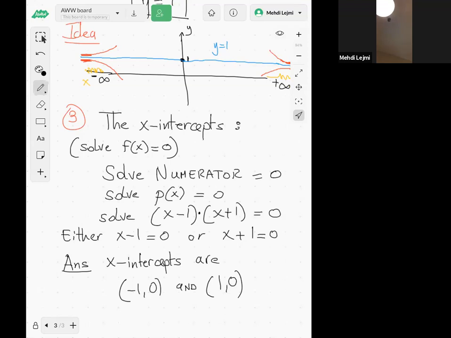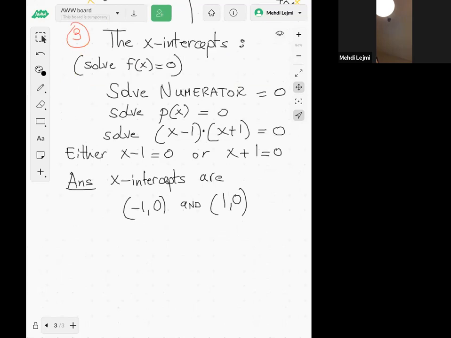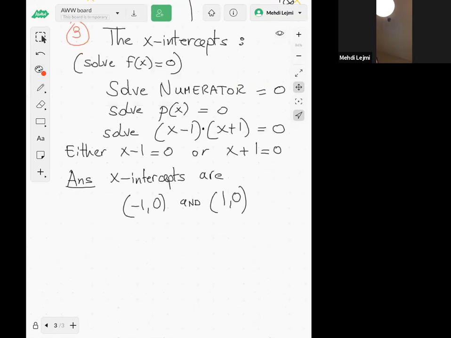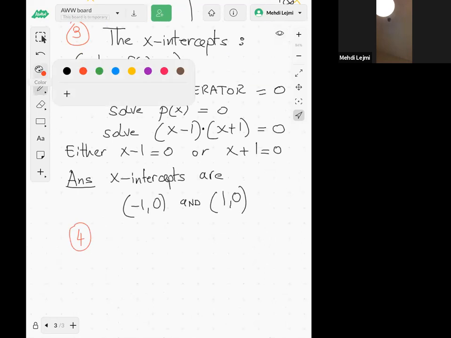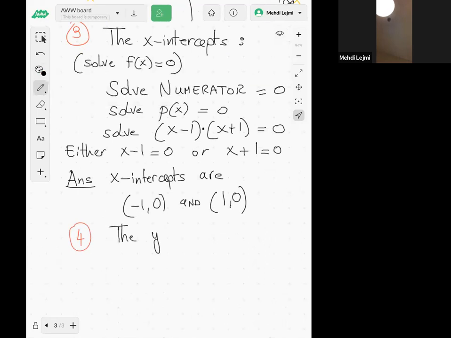Be careful, guys. For the vertical asymptote, you solve the denominator equal to 0. For the x-intercept, you solve the numerator equal to 0. Okay, so just be careful. Now, last thing to do, and then we can graph our function f, is to find the y-intercept, and y-intercept is just f of 0 as usual. So evaluate f of 0.